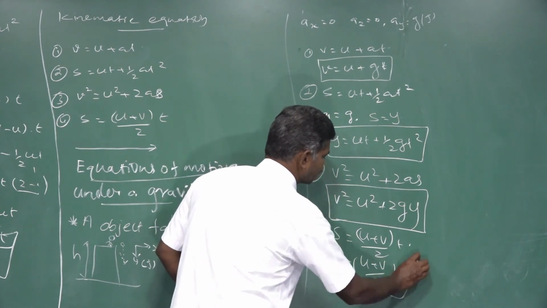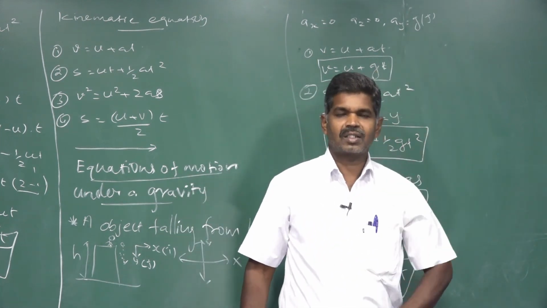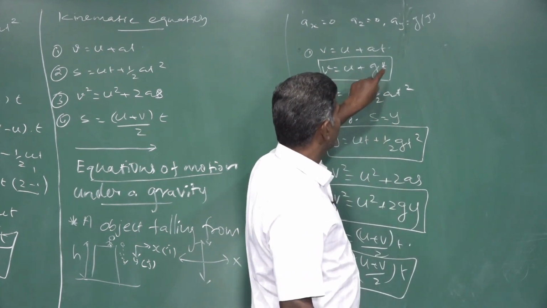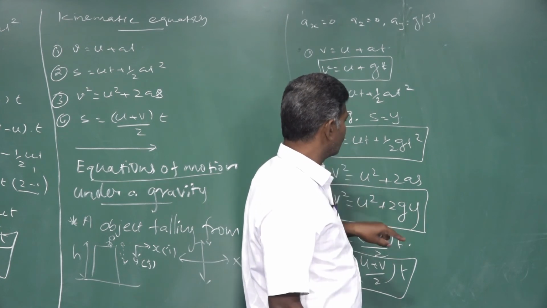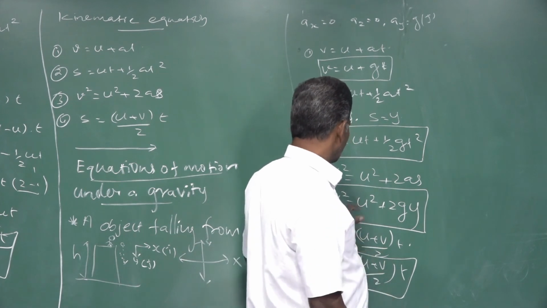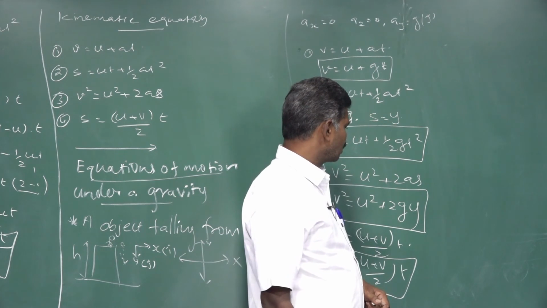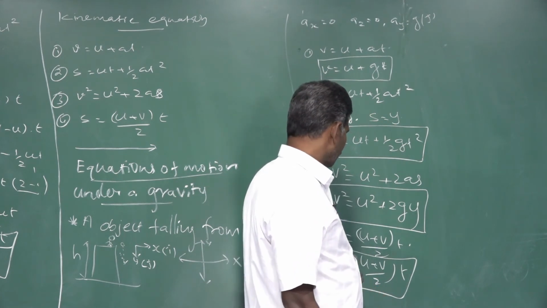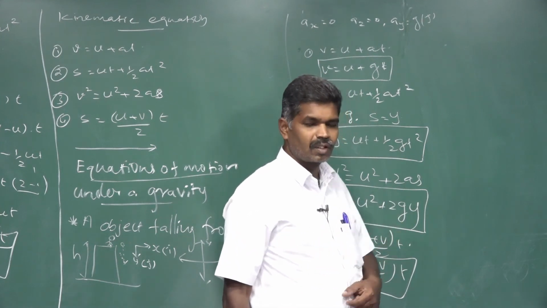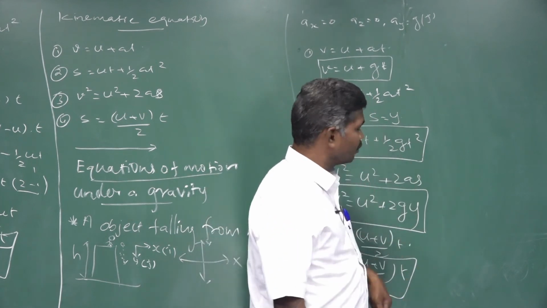So the four equations for an object falling in the downward direction under gravity. First equation is v is equal to u plus gt. Second equation is y is equal to ut plus half gt square. Third equation is v square is equal to u square plus 2gy. Fourth equation is y is equal to u plus v divided by 2 into t. If you throw downward with an initial velocity, these are the four equations.